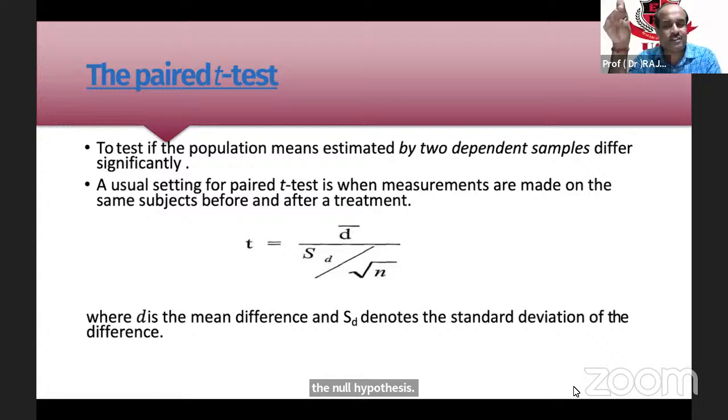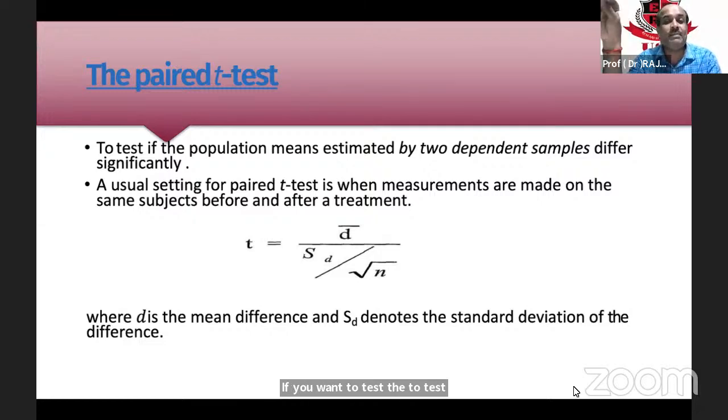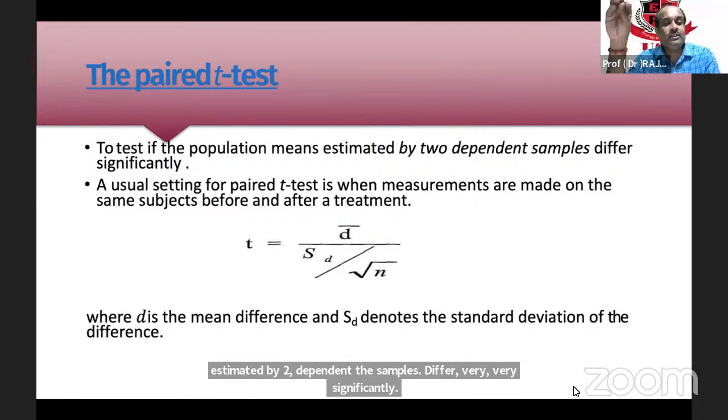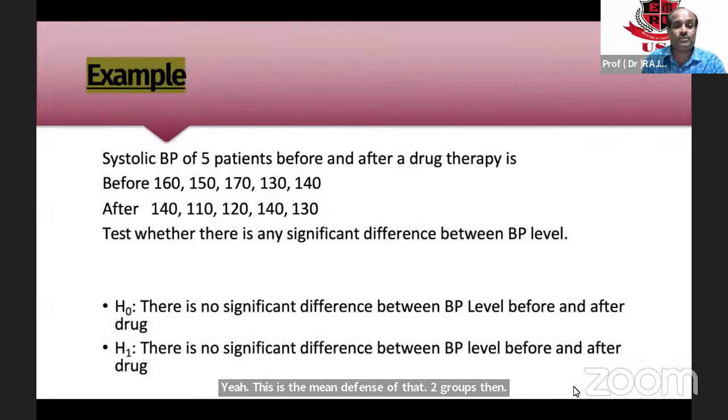Next one is the paired t-test. This is also very frequently used. If you want to test whether the population means estimated by two dependent samples differ significantly, then we will go for a paired t-test. Usually when the measurements are made on the same subjects before and after treatment, like in a pre-test and post-test, we will go for a paired t-test. t equals d bar divided by s_d divided by the square root of n. d bar is the mean difference of the two groups. Then s_d is the standard deviation of the differences.